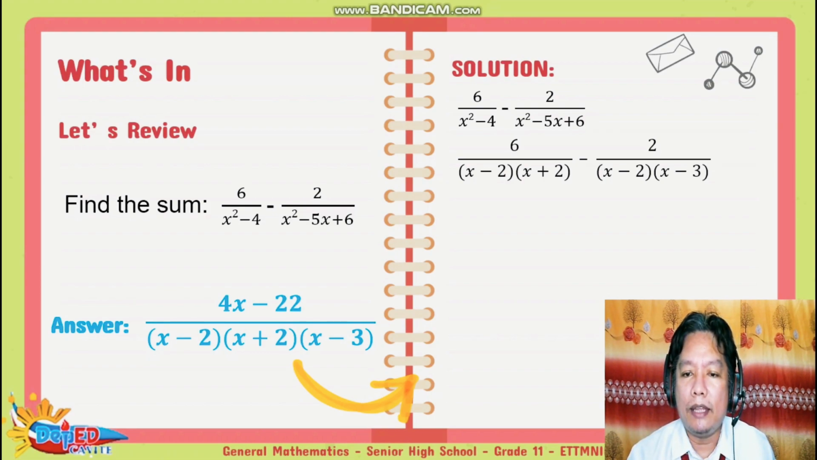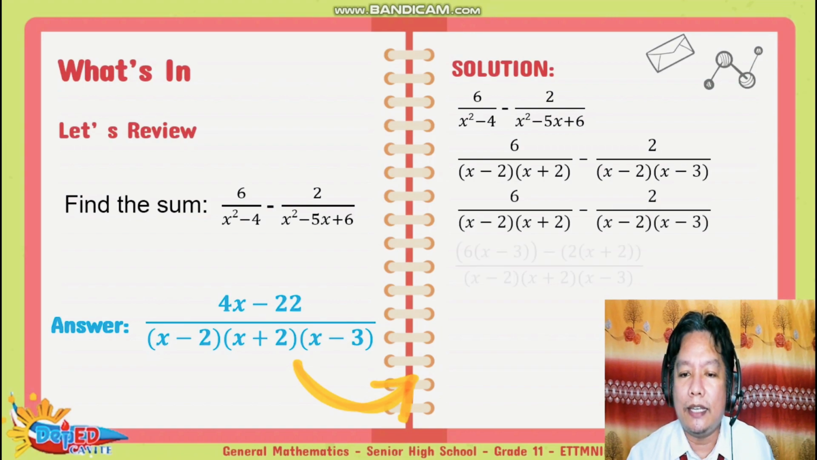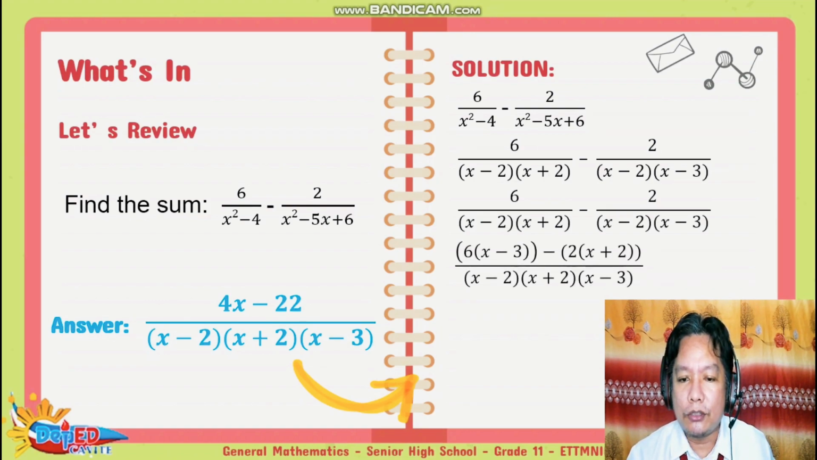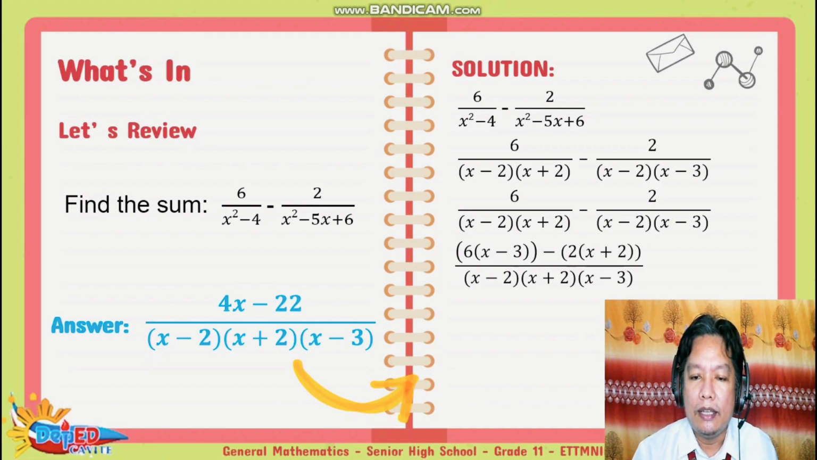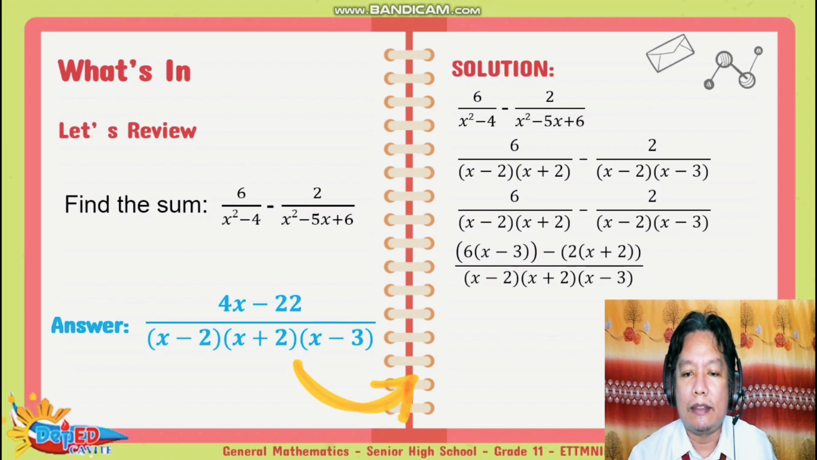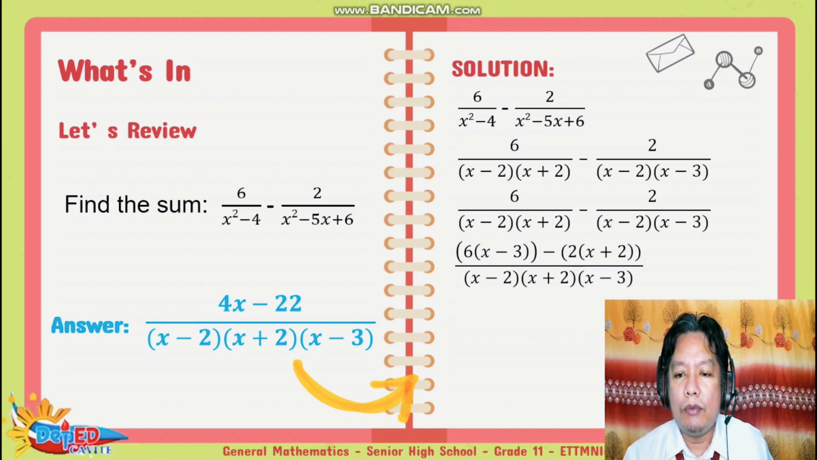From those denominators, we need to get the LCD, which is x minus 2, x plus 2, and x minus 3. Now, the LCD will be divided by the first denominator, which is x minus 2 and x plus 2. What is left is x minus 3 times 6. Next, the LCD will be divided by the second denominator, which is x minus 2 and x minus 3. What is left is x plus 2 times 2.